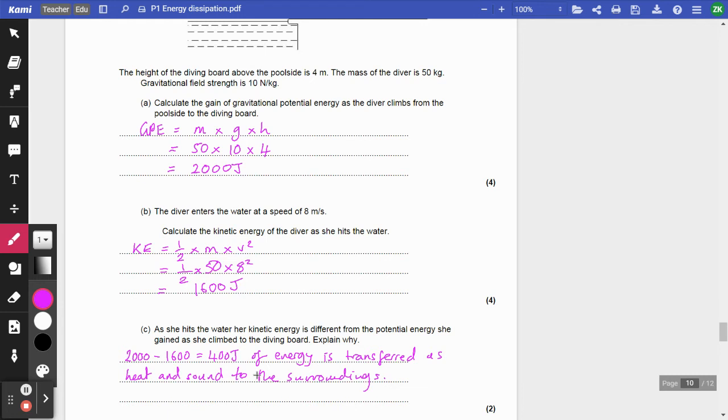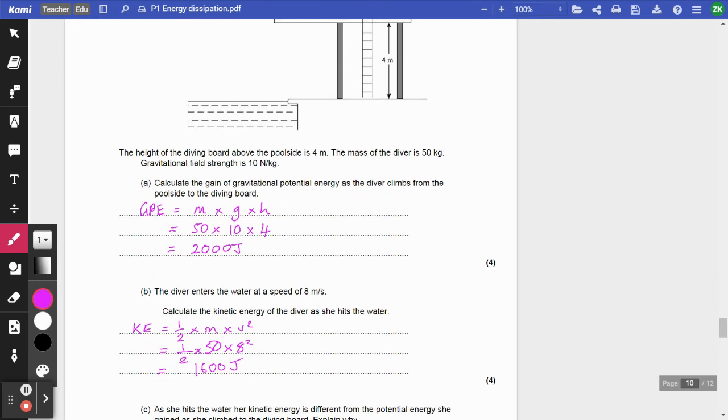And we know the formula for kinetic energy is half times mass times velocity squared. Do we have the mass? Yes, we do, 50 kilograms. Do we have the speed? Yep, 8 meters per second. That's the speed when the diver enters the water.